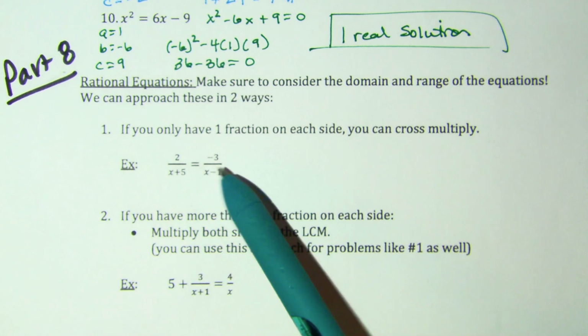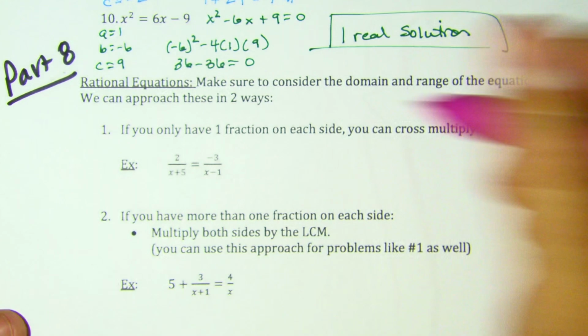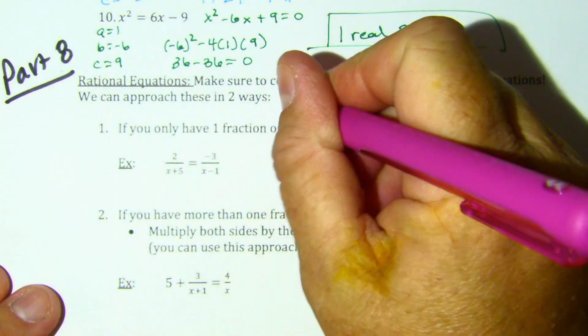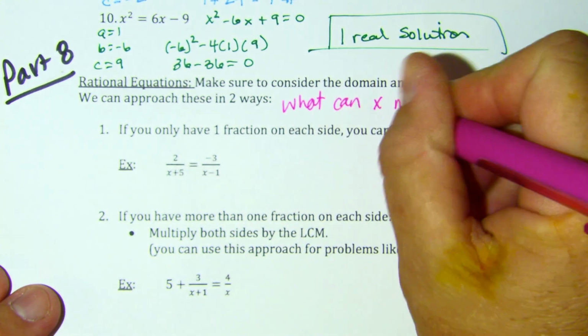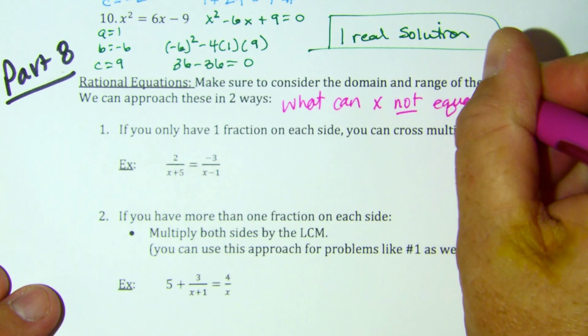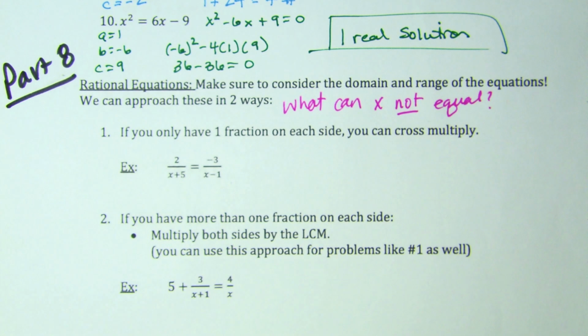We're going to be starting out with something like this, where we have fractions, where we have variables in the denominator, and whenever we have a variable in the denominator, or if we have a variable inside of a square root, we always need to think, what can x equal and what can x not equal? So this is kind of the question of the domain of the function, meaning what can the x values be? What can the input be? That's what domain is, the possible x values.